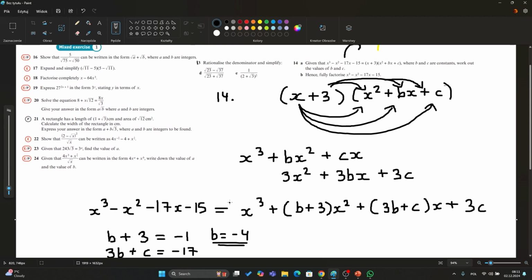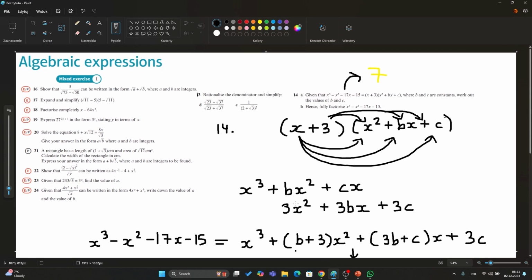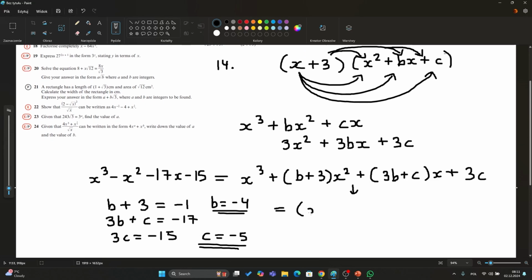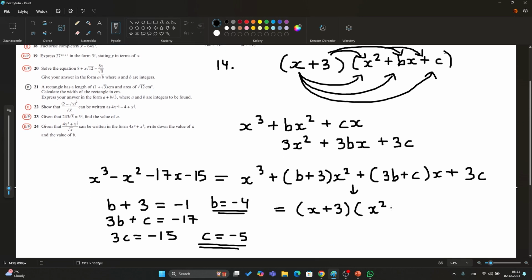So the following is going to be equivalent or equal to x plus 3 times x squared minus 4x minus 5.